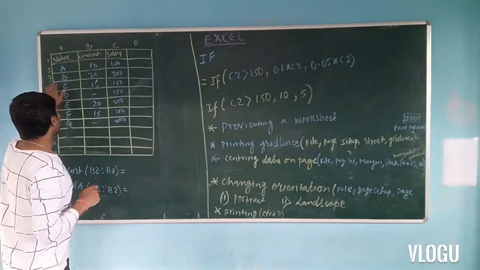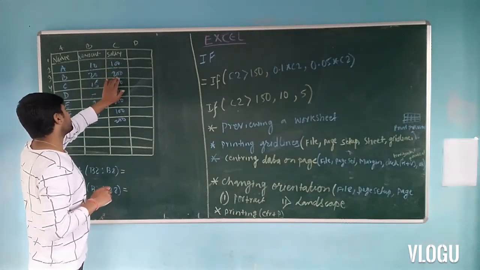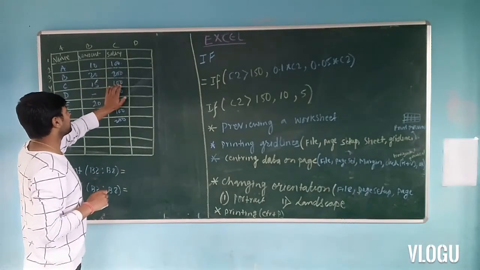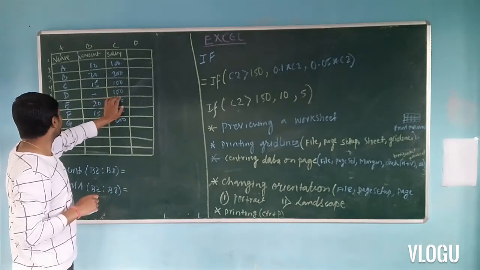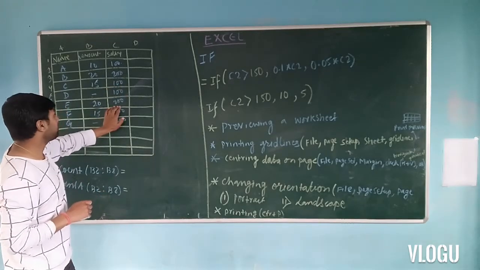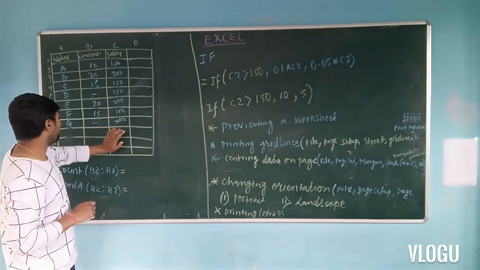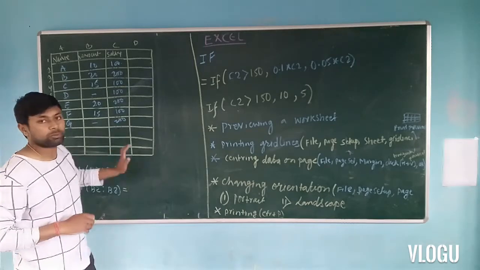Now see, what is the salary of A? 100 rupees. What is the salary of B? 200 rupees. C 100, D 100, E 200, F 100, G 200.